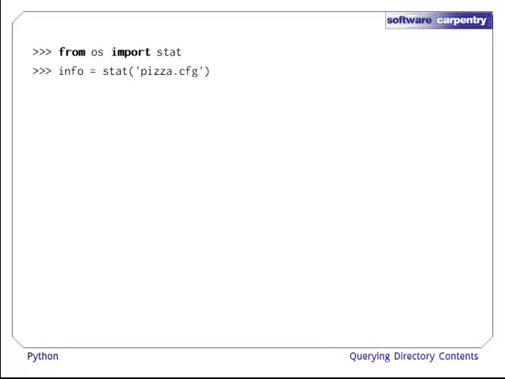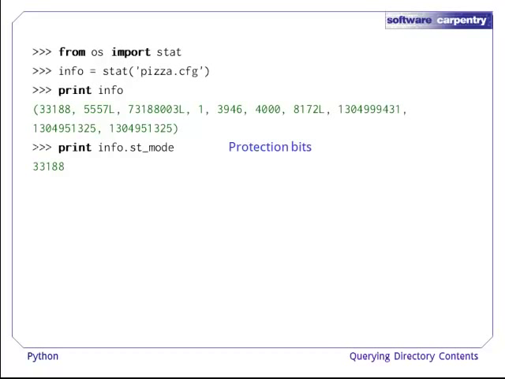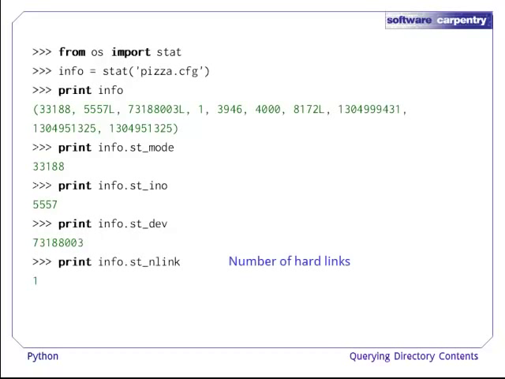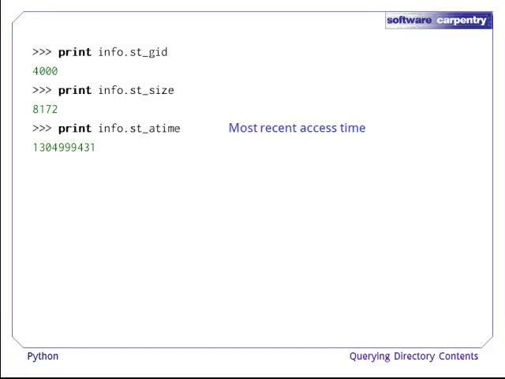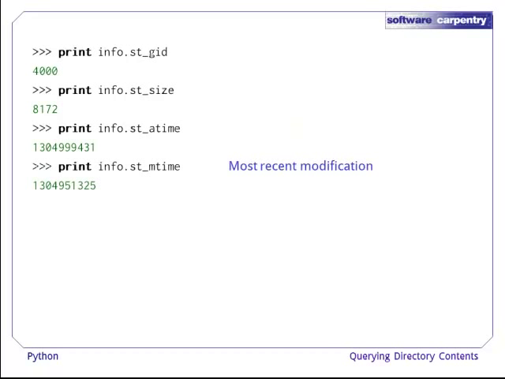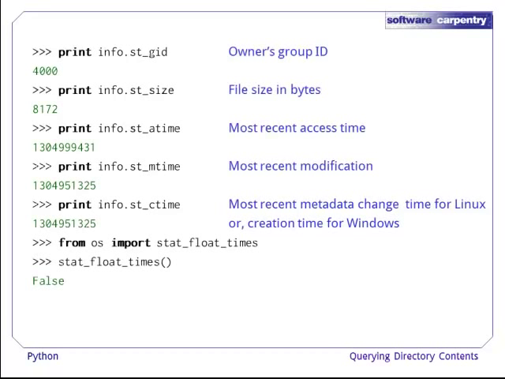It can also be useful to get operating system information about files and directories. The stat function returns a record holding various information about a file. The information in this record can then be accessed. This includes its protection bits, inode number, device, number of hard links, owner's user ID, owner's group ID, file size in bytes, most recent access time, the meaning is operating system dependent, most recent modification time, again operating system dependent, the time of the most recent change to metadata under Linux, or creation time under Windows. These times may be floats or integers. You can check this by calling the stat_float_times function. Here it says the values are integers.